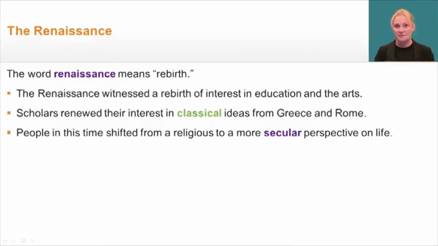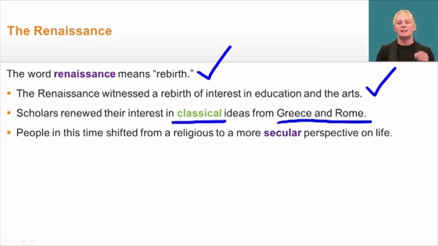All right, let's take a closer look at the Renaissance and see exactly what it meant. The word Renaissance literally means rebirth. The Renaissance witnessed a rebirth of interest in education and the arts. Scholars renewed their interest in classical ideas, and when I say classical, I mean harkening back to Greece and to Rome. People in this time shifted from a religious to a more secular perspective on life. When I say the word secular, I mean worldly. They noticed the world around them, and they took an interest in beauty and in people as individuals, not just the religious teachings that they had previously been brought up with.